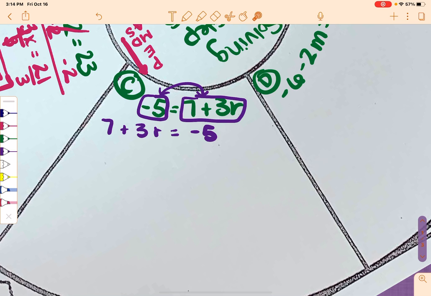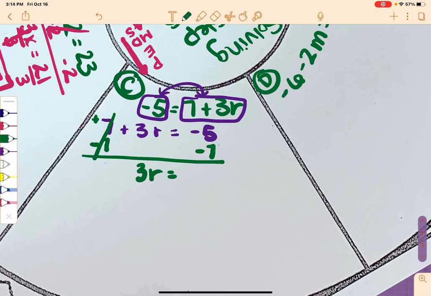Now, I'm going to focus on getting this alone. So if I want r alone, anything added or subtracted, so this 7 is not part of that. I'm going to get rid of that. So first of all, I assume that's a positive 7. So the opposite of positive 7 is -7. So that's a reminder that you can subtract 7 from both sides of the equal. So those cancel to 0. I'm left with 3r. And -5 minus 7 is -12.